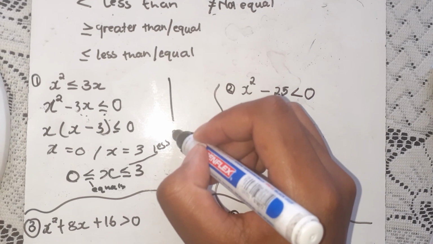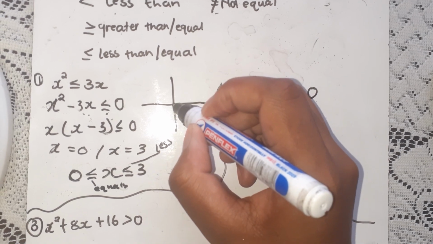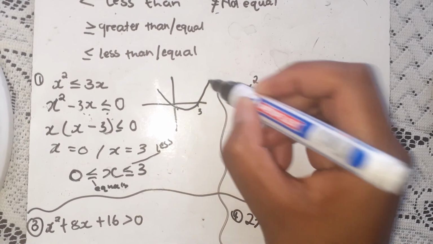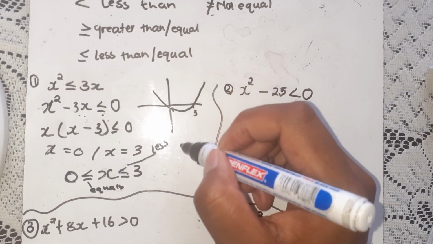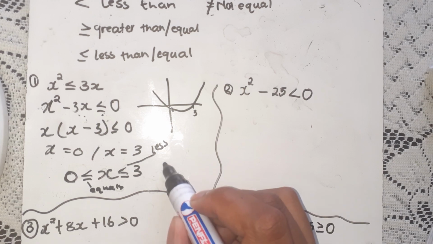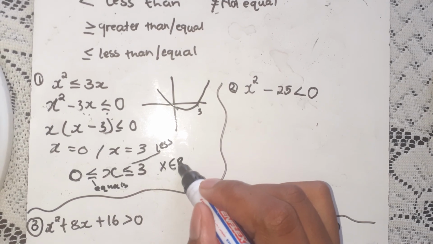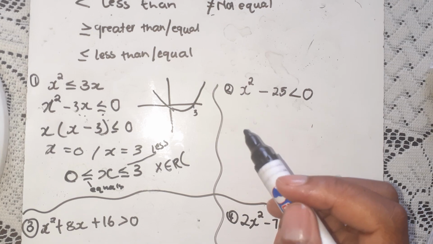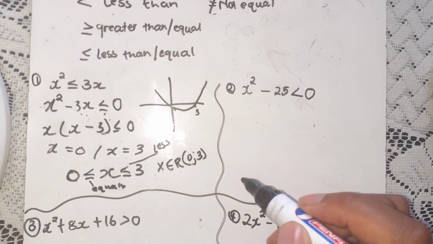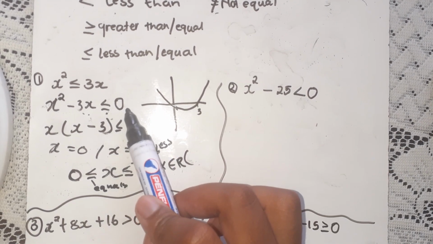Okay, so how you do that in a table, you're going to say, okay, this is 0, and then here we have 3, and then you can have your graph like that. And then the other way you can answer this is you can say x is an element of a real number from 0 to 3. Or you can say, do it like this.